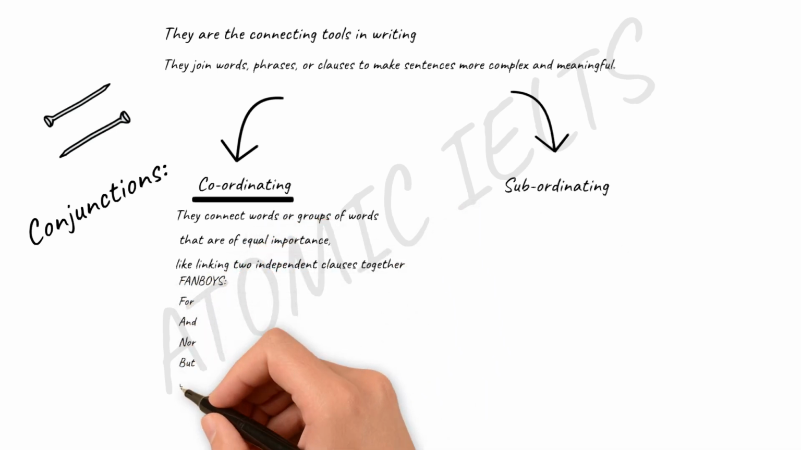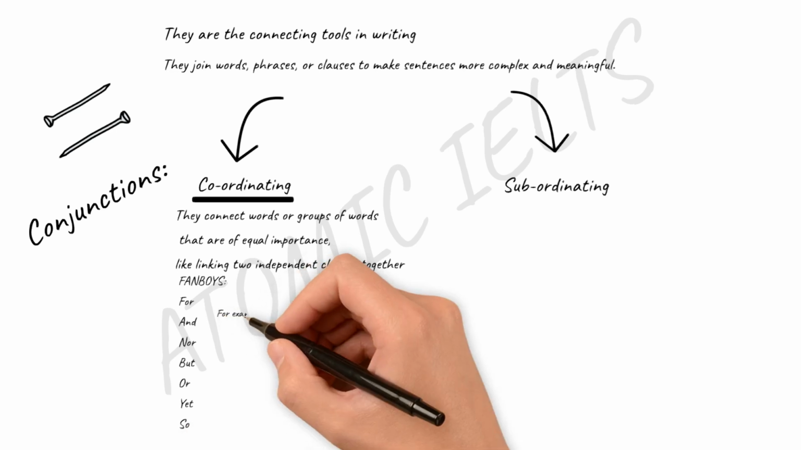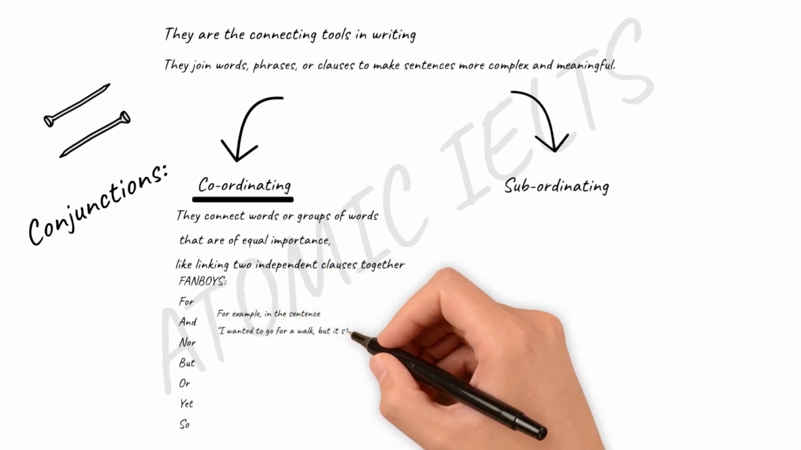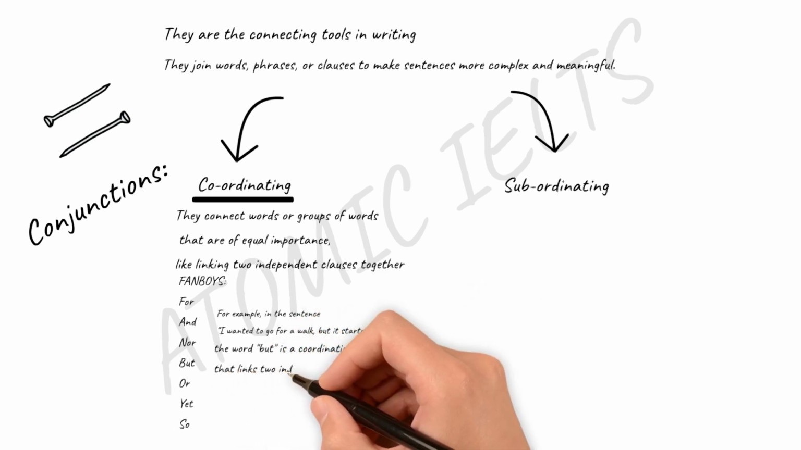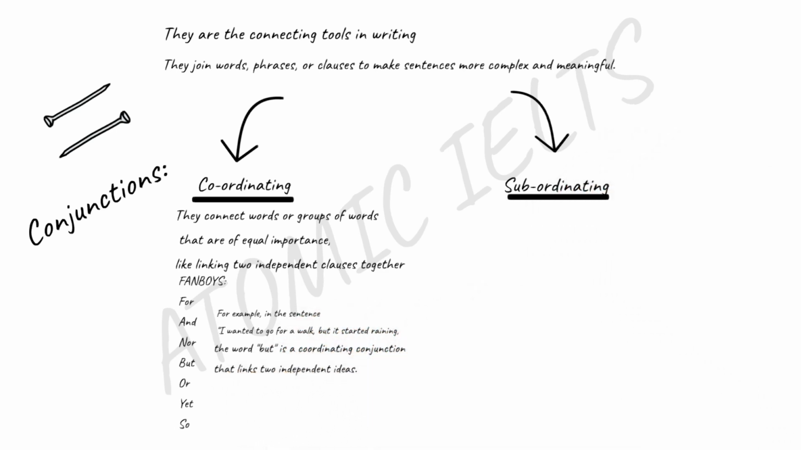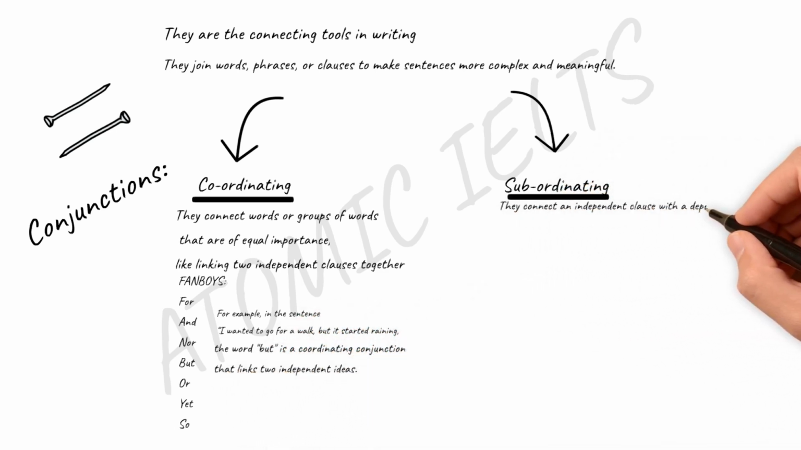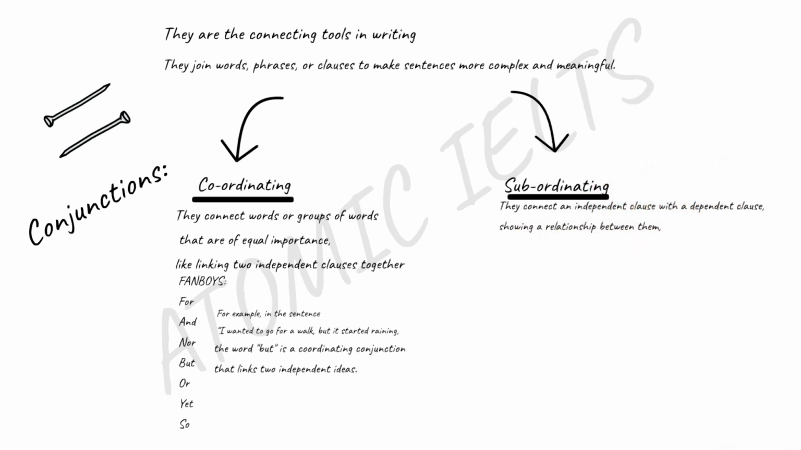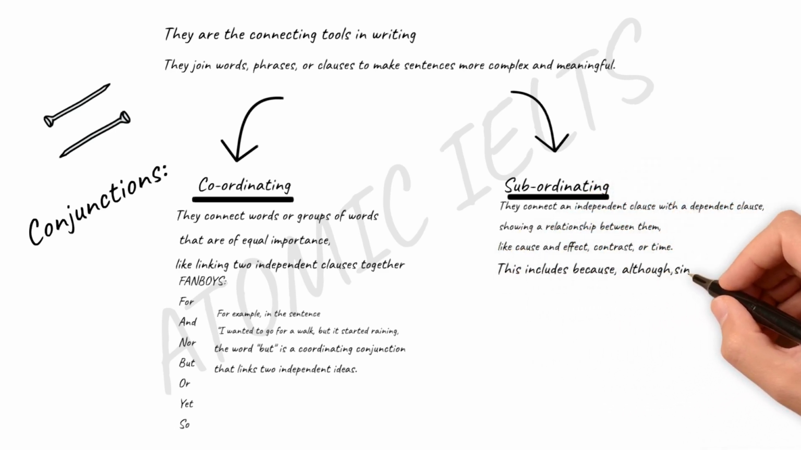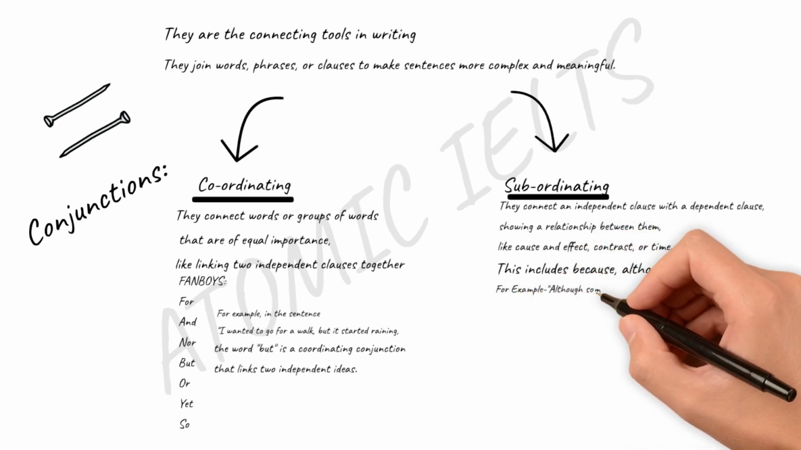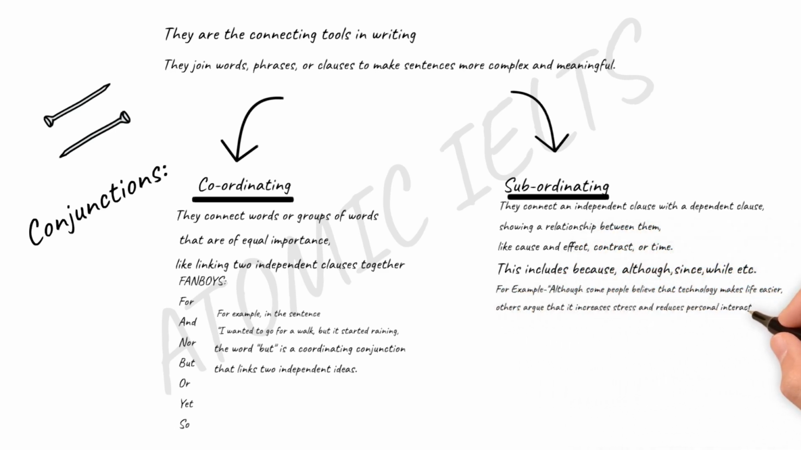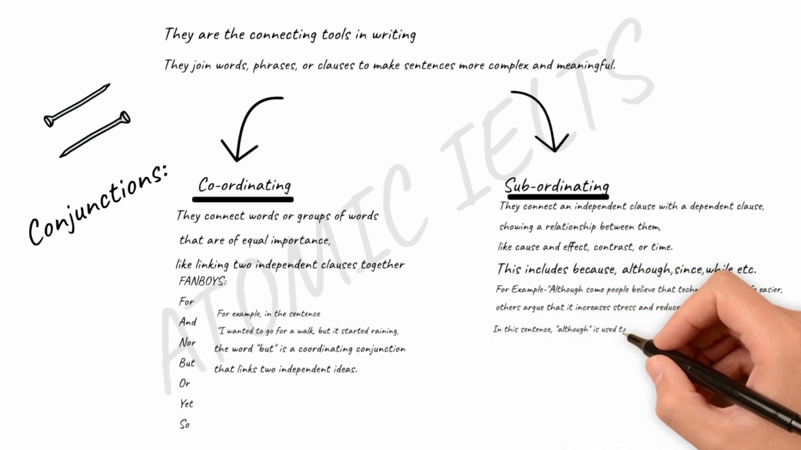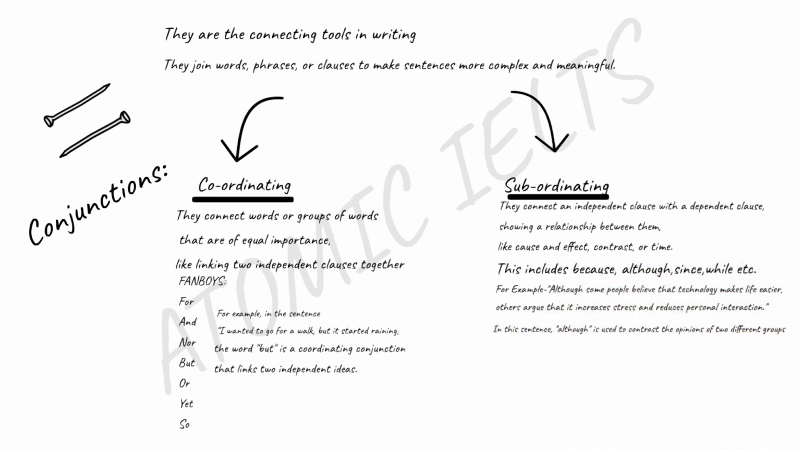They connect words or groups of words that are of equal importance, like linking two independent clauses together. A handy way to remember them is with the mnemonic FANBOYS, which stands for: for, and, nor, but, or, yet, so. For example, in the sentence, "I wanted to go for a walk, but it started raining," the word but is a coordinating conjunction that links two independent ideas.